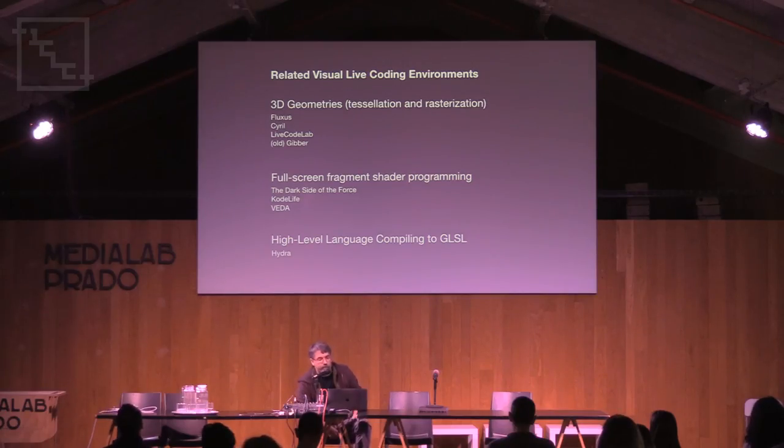These are libraries like Fluxus and livecode lab. The old version of Jibber, and the new version of Jibber that I'm working on, will use Marching.js behind the scenes. We also have libraries that do full screen fragment shader programming for performance, like the Dark Side of the Force, Code Life, and Veda.